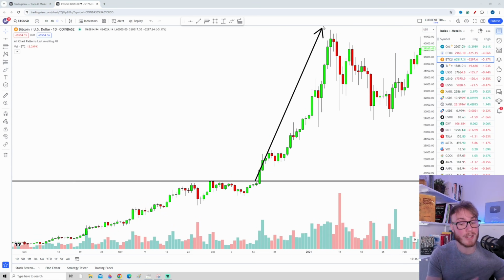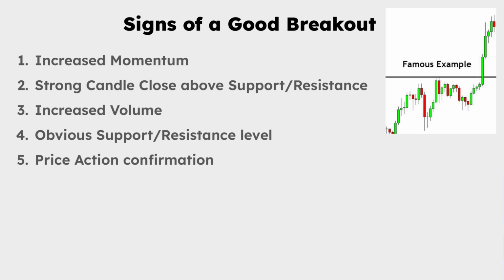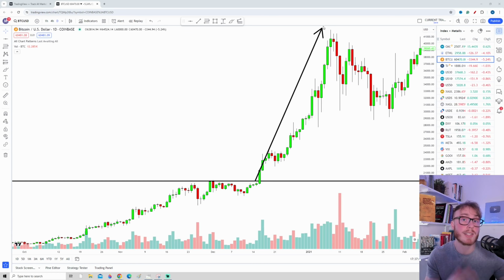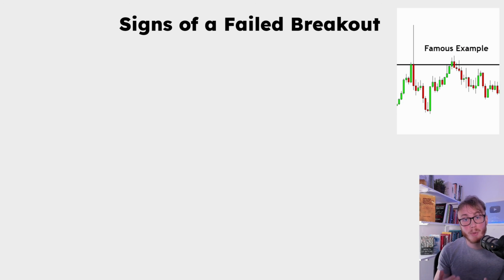And you have to notice here that definitely not all breakouts will be this perfect. Not all breakouts will have all the 5 positive signs of a breakout. But in general, the more of these signs you see, the better. But please, guys, feel free to take a screenshot of this picture right here and use it as a checklist for your breakout trades.